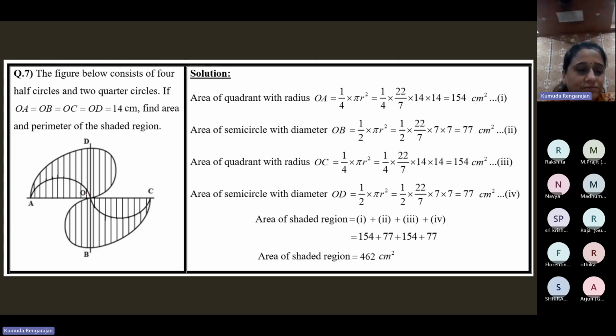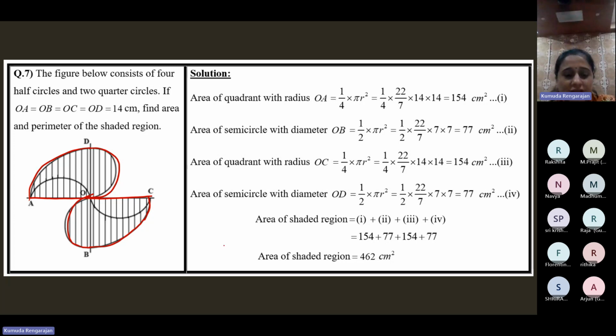So let's begin. We start here. OA plus length of arc AD plus length of arc DO plus line segment OC plus length of arc CB plus length of arc OB. That's it. We have come back to the starting point.